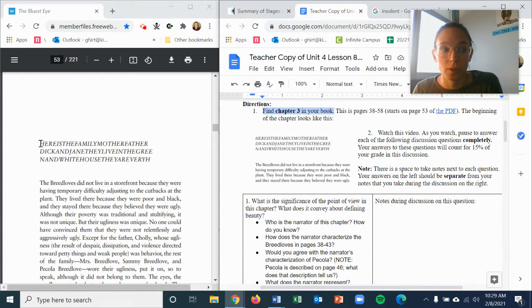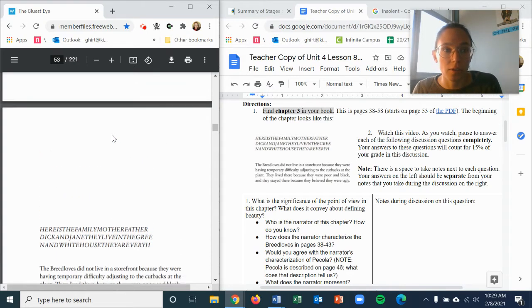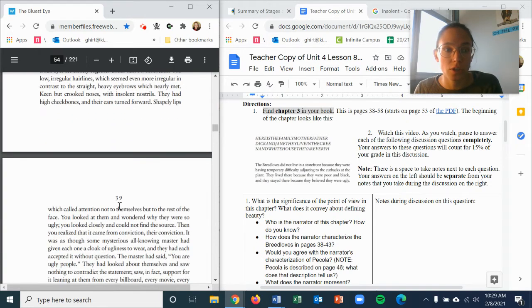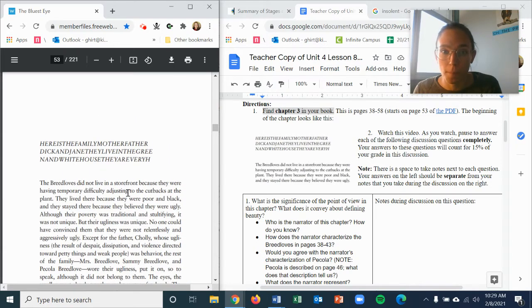The beginning of the chapter looks like this. It says, here's the family, mother, father, Dick and Jane. They live in the green and white house, blah, blah, blah. So make sure you're in the right place in your book. Again, page 53 in the PDF, page 38 in the physical book.